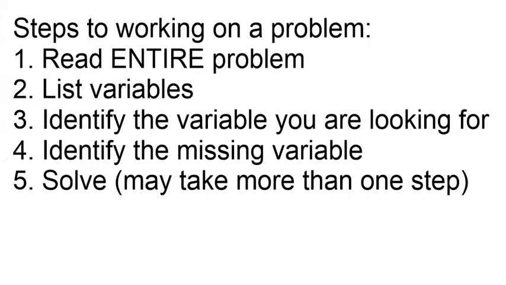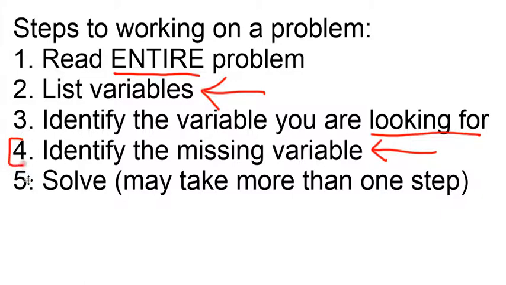So, the steps to working on a kinematics problem. The first thing is you need to read the entire problem. Do not skip this part. You need to read the entire problem so that you can figure out what variables are given to you and list them out. Once you list your variables out using what we just talked about, identify the variable that we are looking for, so put a question mark with that, and figure out which variable is missing. Once you do that, step number four is the one that will show you which equation to use. And once you know which equation to use, you can solve the problem.